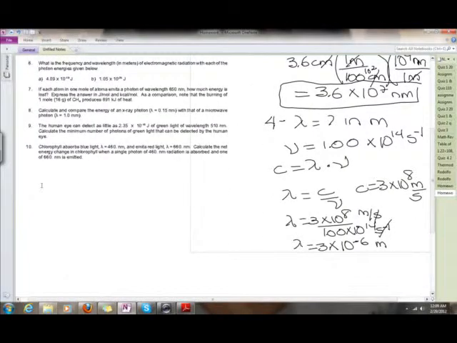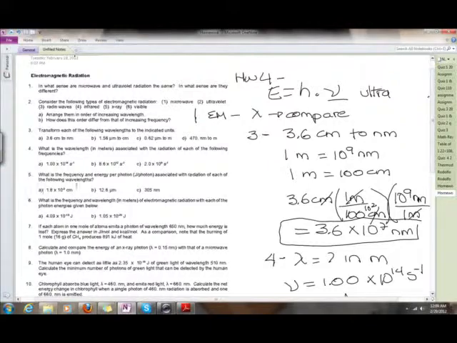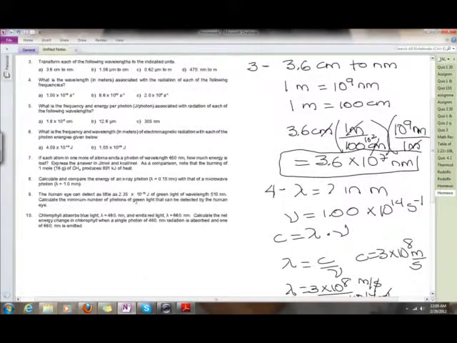Number 5 is basically the same. Now they're asking me for the frequency and the energy per photon. Let's do one so we can make sure we understand how to do it per photon. You use c equal to the wavelength multiplied by the frequency. They're asking you for the frequency, and they're giving you the wavelength. So it's c divided by the wavelength.